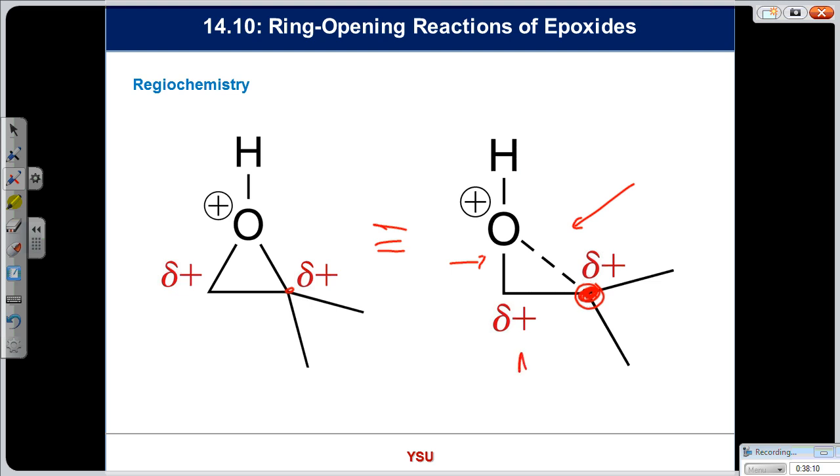So we're going to argue that the nucleophile will come in here instead, because that is now accessible, because it's flattening out, and that's where the positive charge is and where the nucleophile is needed.